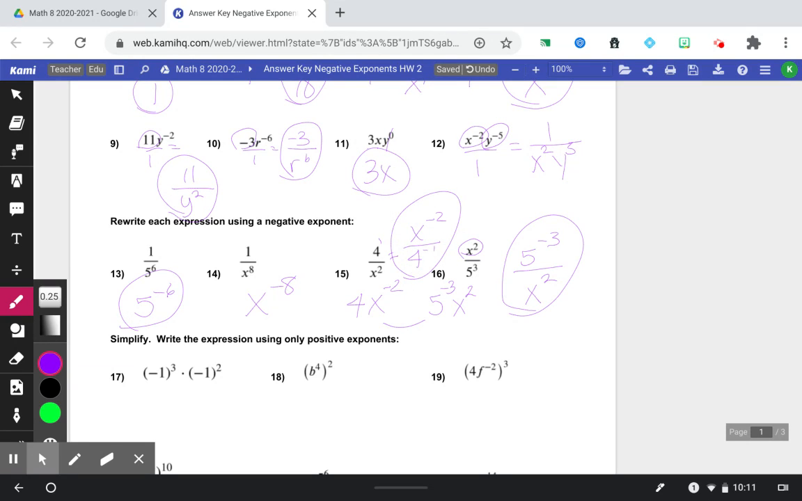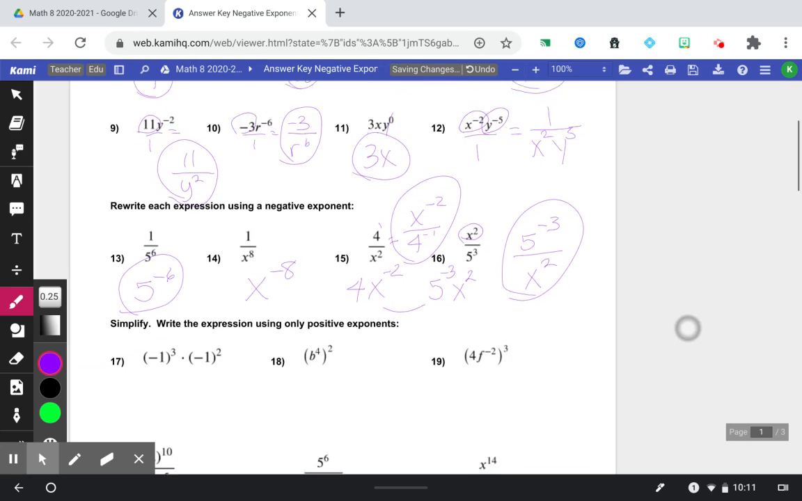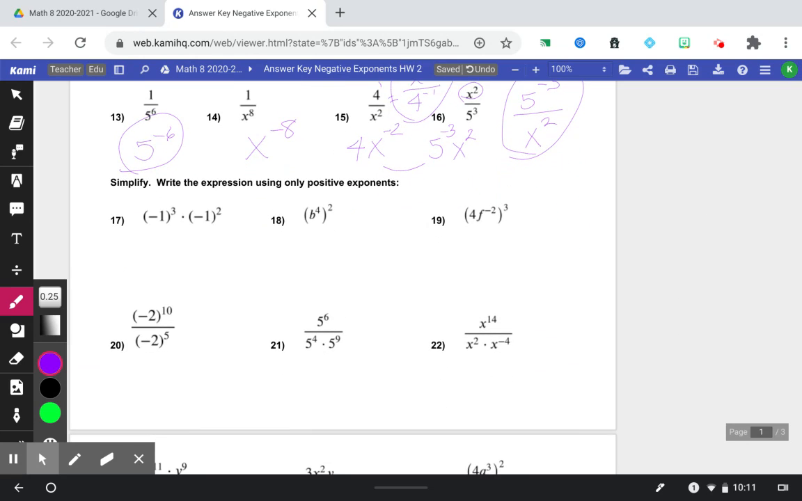So you could technically write that also. Okay? All right, number 17. So here we're multiplying. So you're going to keep the base and add the exponents. So 3 plus 2 is 5. Number 18, raising a power to a power. Keep the base, multiply those exponents. So b to the 8th.